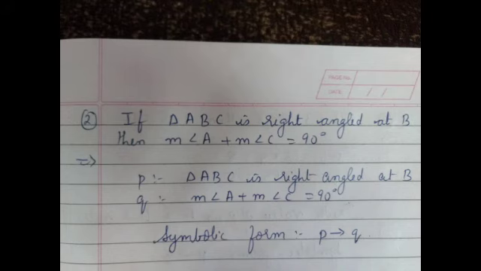Second example: if triangle ABC is a right angled triangle at B, then measure of angle A plus measure of angle B equal to 90 degrees. Similarly, here also we denote statement P as triangle ABC is right angled at B. We denote Q as measure of angle A plus measure of angle B equal to 90 degrees. Here the symbolic form will be what? Here we have if and then, so the symbolic form will be P implies Q.